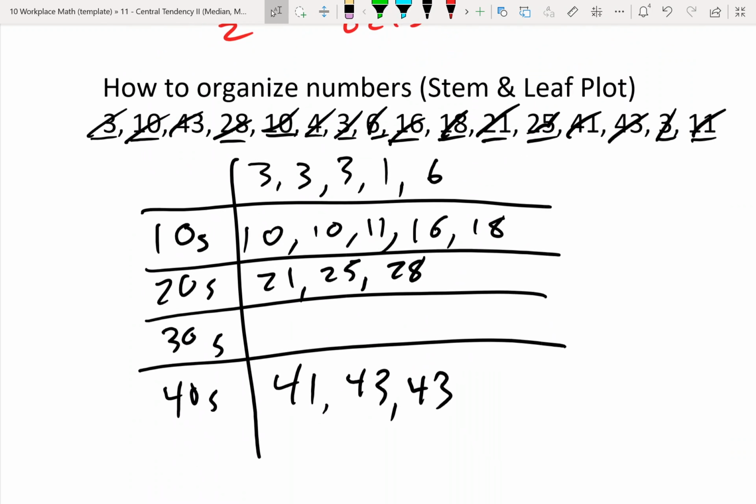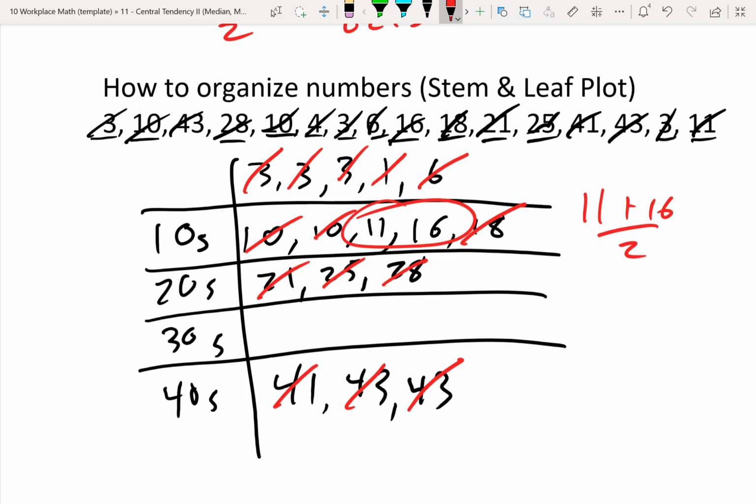Using the stem and leaf plot, it works the same way. So I took all of these numbers, which is a lot, and organized them. I'm going to cross out the smallest and the biggest and alternate. So the smallest number, biggest. Smallest, biggest, smallest, biggest. Small, big, small, big, small, big. And again, I was left with 2. So 11 plus 16 over 2 gives me 13.5. Cool. So that would be the median.